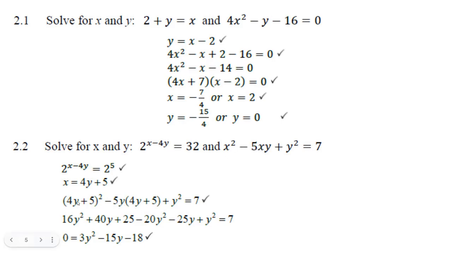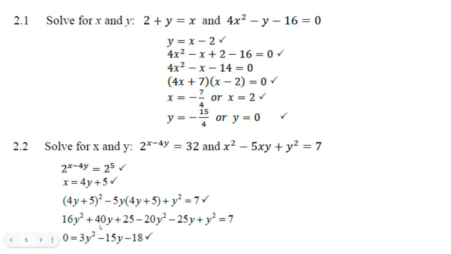That's your next step. Then you multiply it out, do FOIL on this. You'll get 16y squared. You'll get 40y, 2ab, 2 times 4 times 5 is 40, plus the 5 squared. You'll get minus 20y squared. You'll get minus 25y plus y squared. Well, then what do you do? You put some things together here. It looks like we can go 16y squared plus y squared, 17 minus 20 is minus 3, and then we add it to the other side. That's how you got this 3y squared.